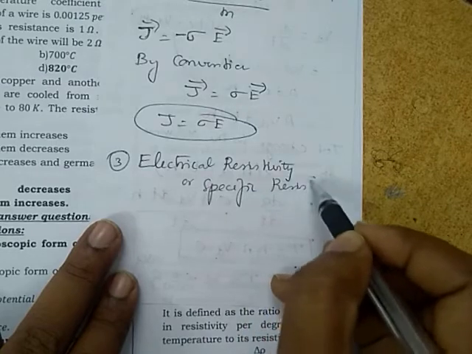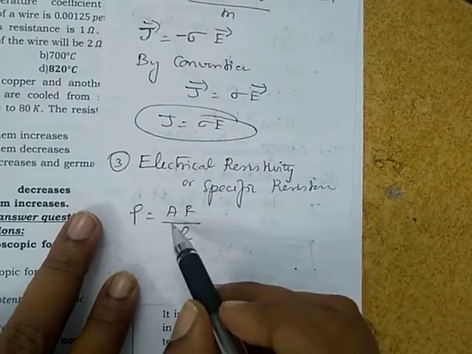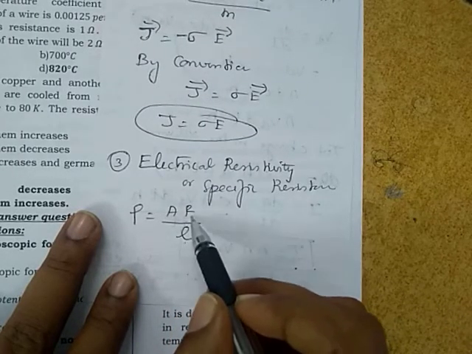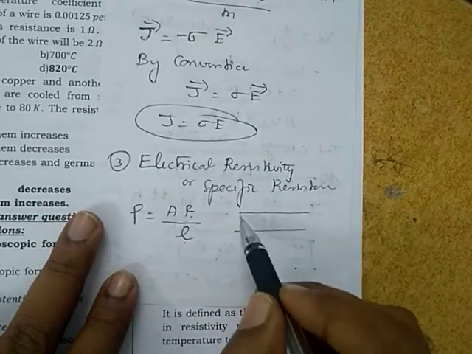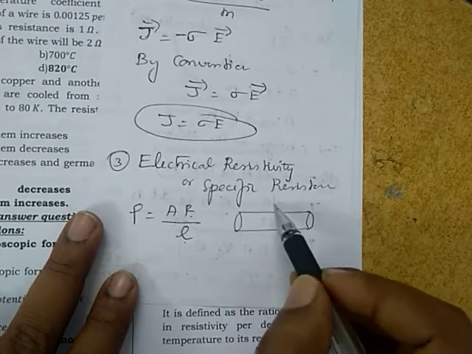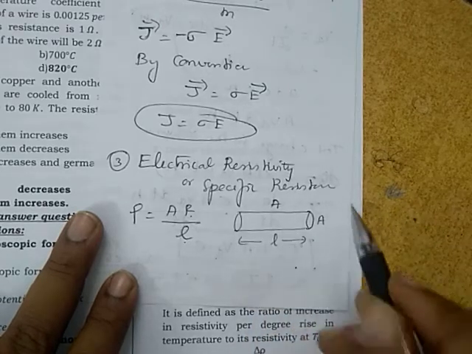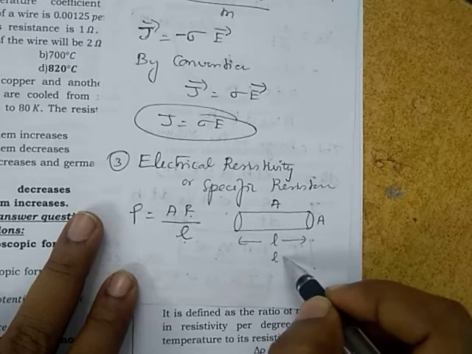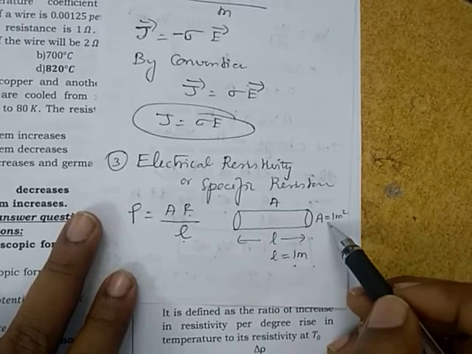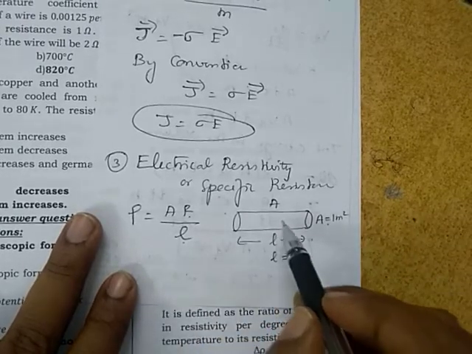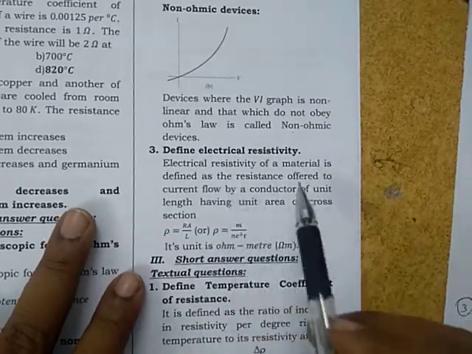Specific resistance is represented by the symbol rho is equal to A R by L. Here A is the area of the conductor, L is the length of the conductor, R is the resistance of the conductor, and rho is the resistivity of the conductor. Suppose I consider a conductor having area A and length L. If the length of the conductor is 1 meter and the area is 1 meter square, that means unit area and unit length, then the resistivity of this material is equal to the resistance of the conductor. We define this through this expression.